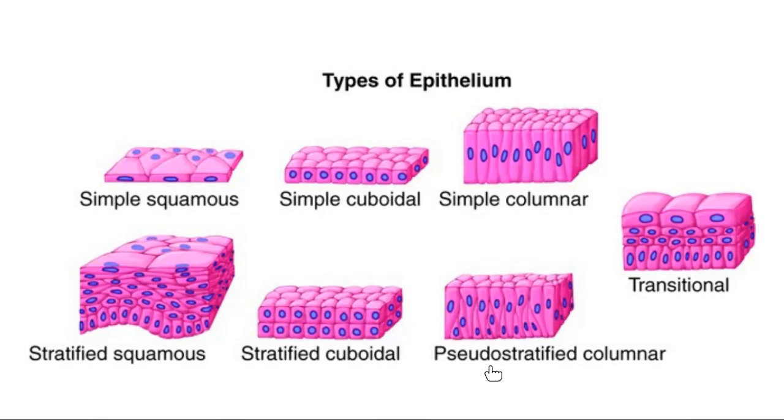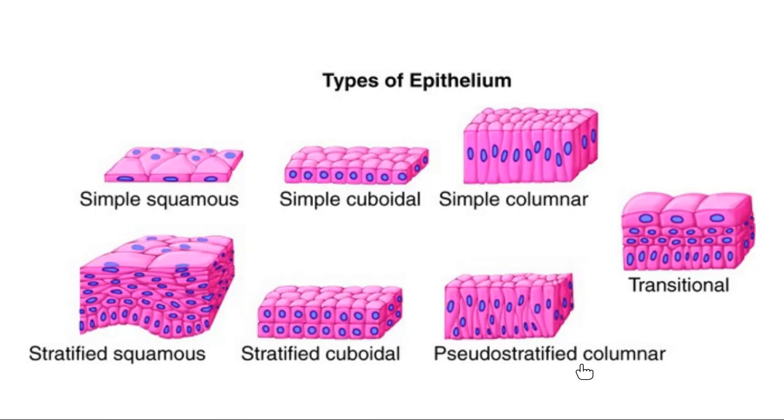Here's a word that Dr. Alice likes here. Pseudo-stratified. This beginning part right here, pseudo, means fake. So whenever you see pseudo-stratified, you should be thinking fake stratified or fake more than one layer. There's only one shape of cell that does this pseudo-stratified pattern, and that's our columnar cells.